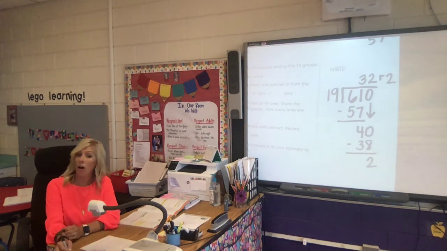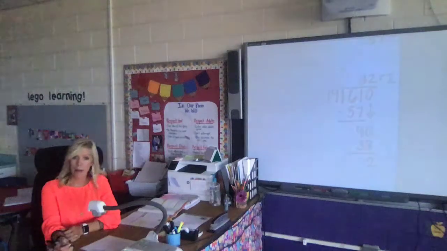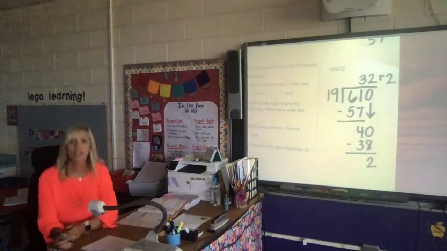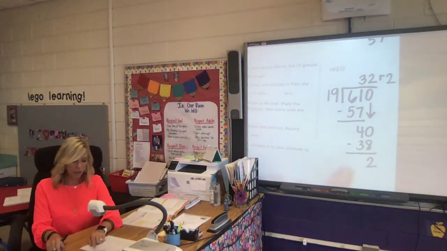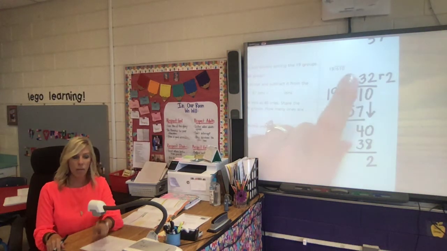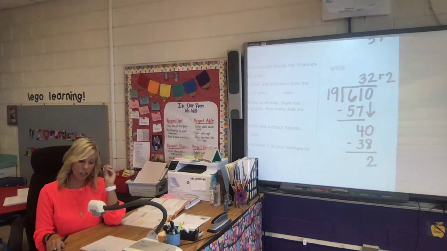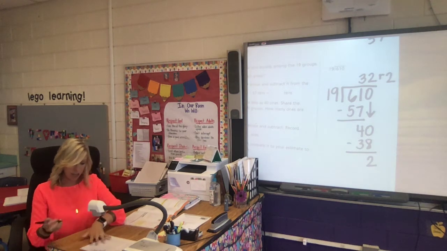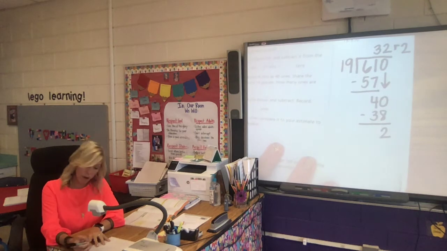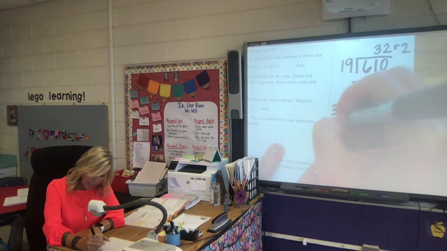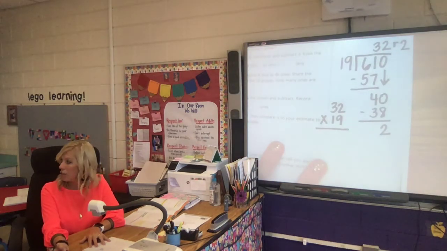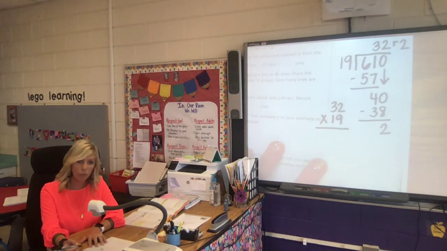Now, when we were talking about our estimate, we estimated about 30. So that is good. This is close to our estimate. But another way we're going to know if we're right is to check by multiplying. So over here, right where I've got some room, 32 times 19. And we're going to practice those skills we did last week with multiplying.